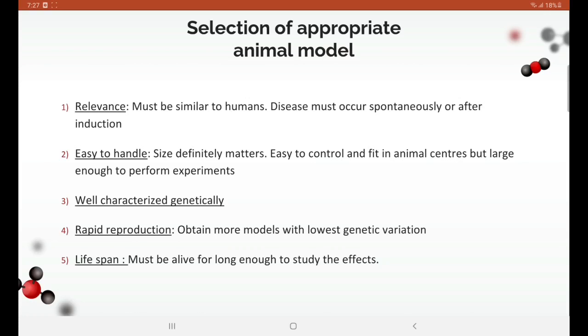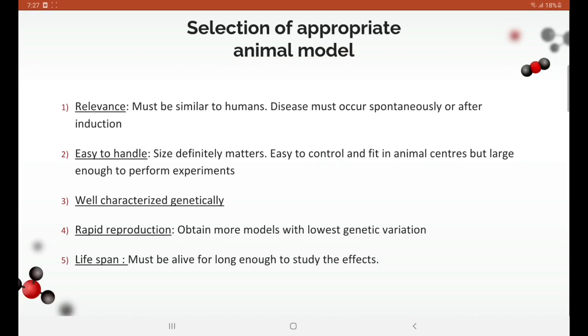Next point is genetically well characterized. Well characterized animals will help you to give further insights about the experiment. Selecting genetically well characterized animals will definitely help. Fourth, rapid reproduction.